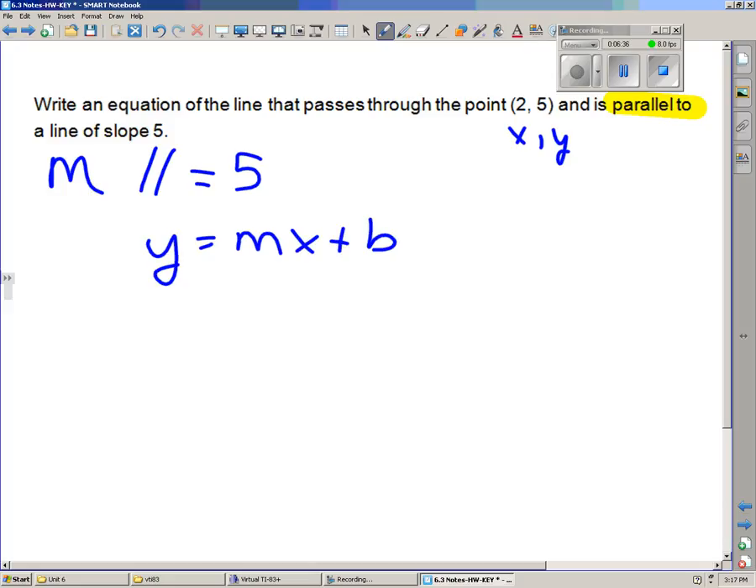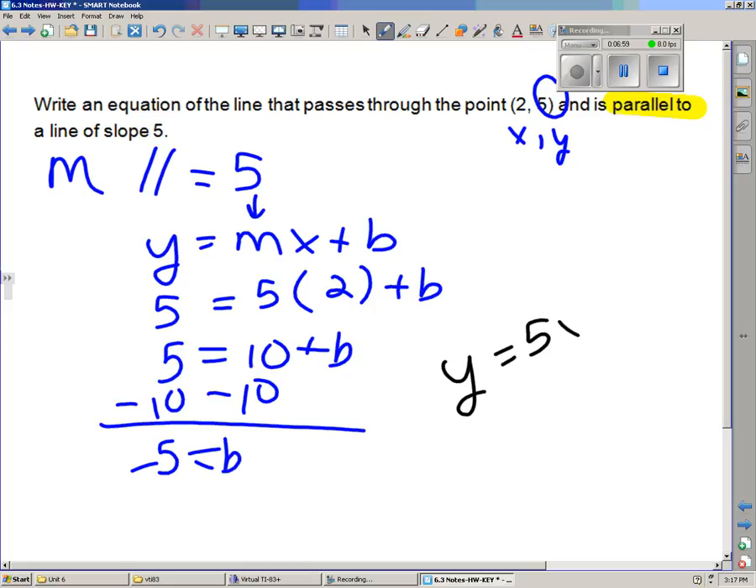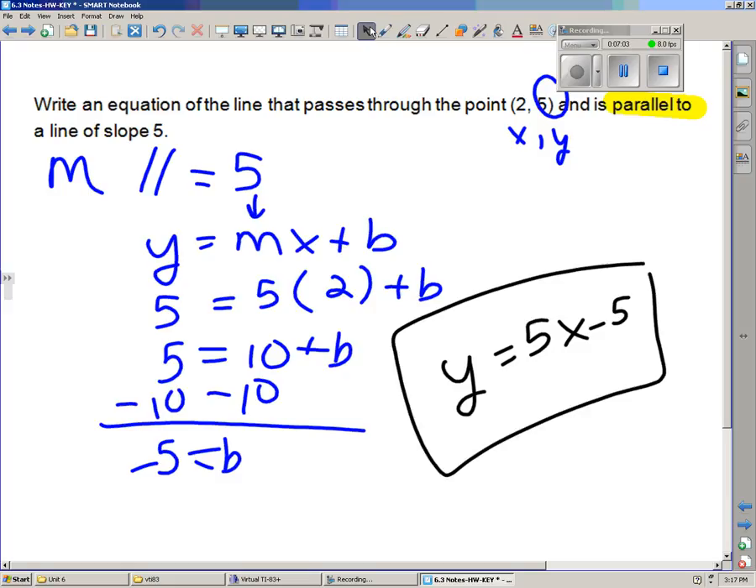So what happens here is I'm going to plug in 5 for y. That's this 5 goes in for the y. The slope is this 5. The x is the 2 plus the b. 5 equals 10 plus b. Solve for b by subtracting 10. Negative 5 equals b. Therefore, the equation of the line is y equals 5x minus 5.